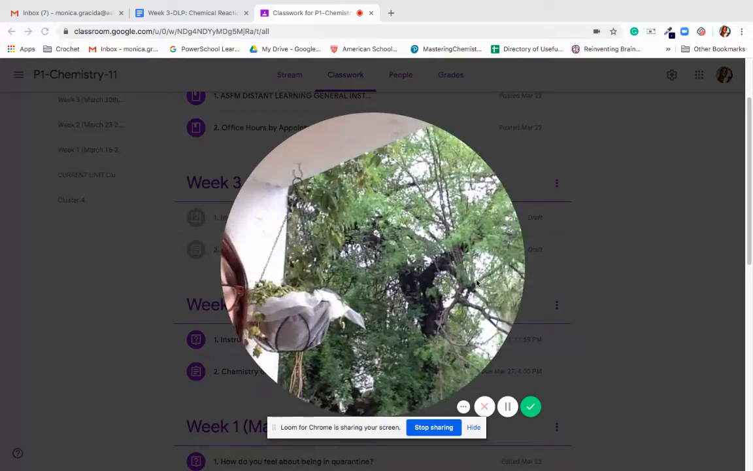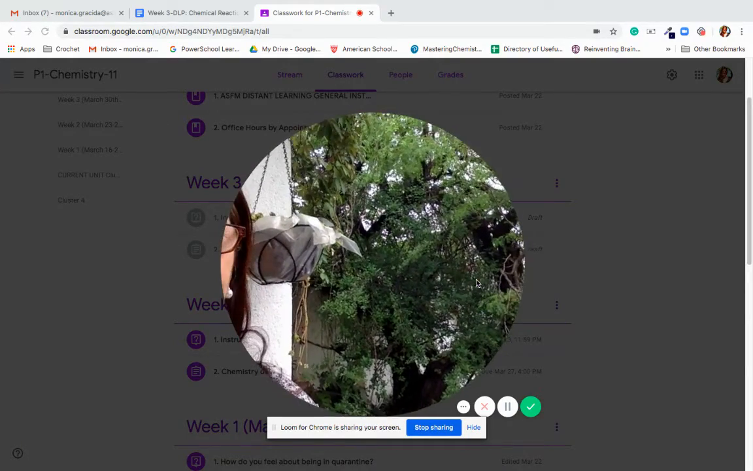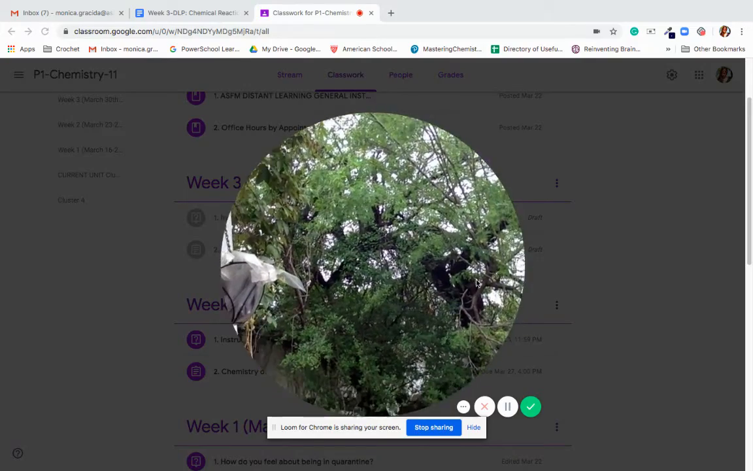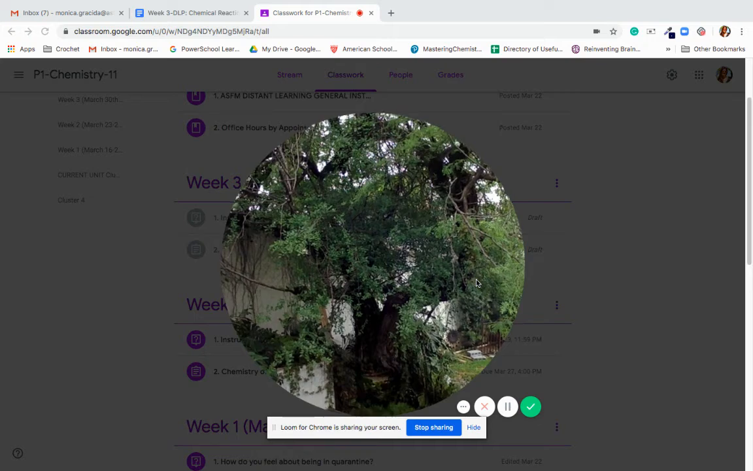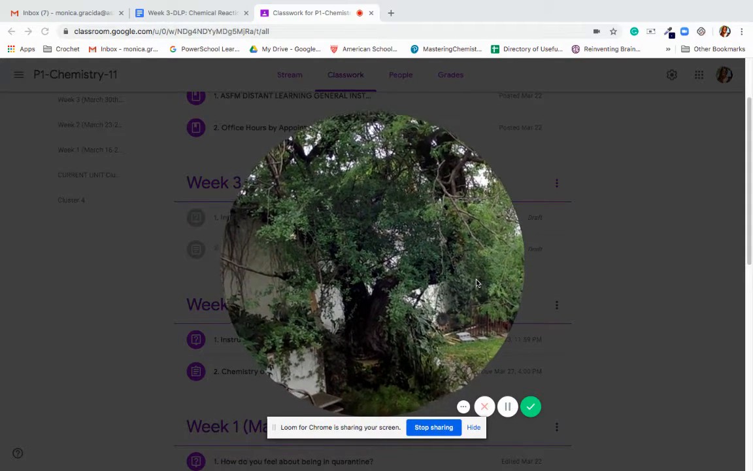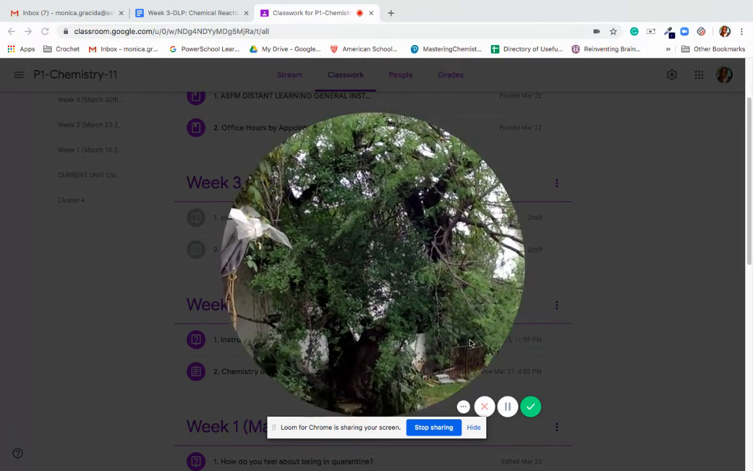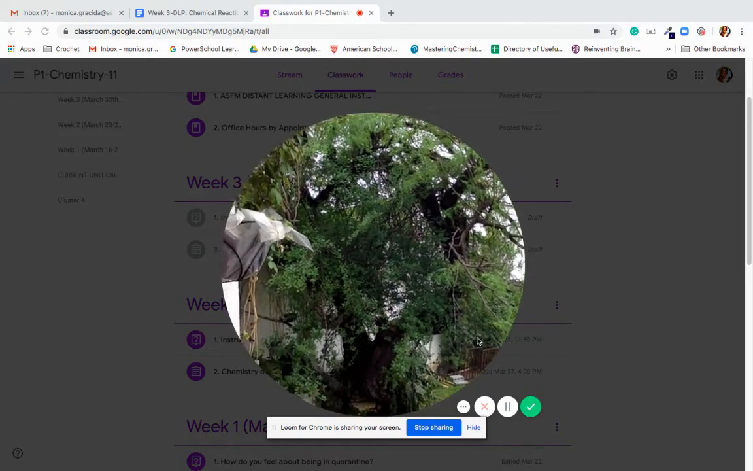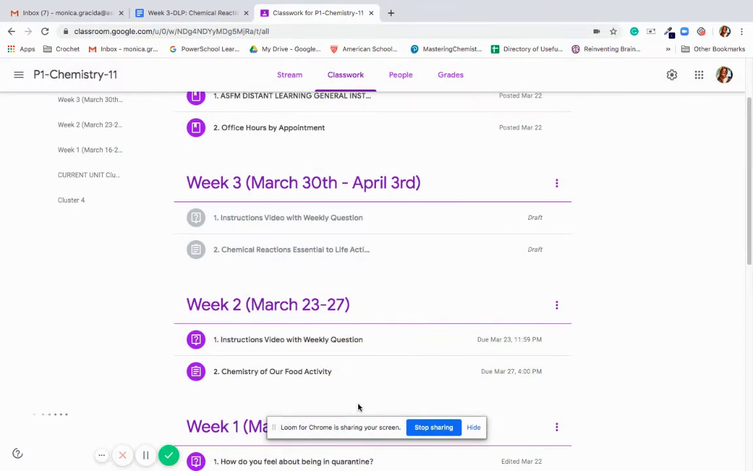I am here in my garden. I wanted to show you this tree. This tree, it's a mesquite tree. It's endemic here from Nuevo León. This one that I have at home, it's 100 years old. Beautiful, right? And we're going to use it in a moment for the weekly question.